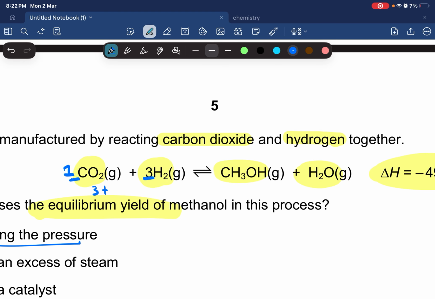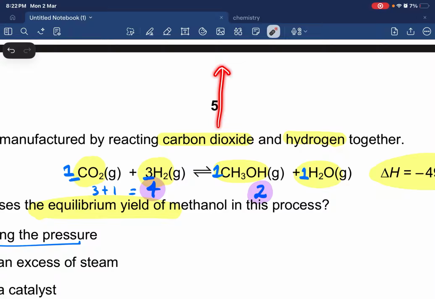3 plus 1, we have a total of 4 moles on this side, and 1 plus 1, we have a total of 2 moles on this side. So we have 4 moles on this side and 2 moles on this side. When we increase the pressure, equilibrium shifts towards the side that has fewer moles.